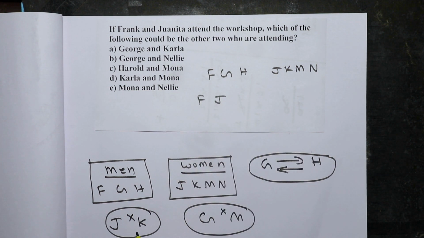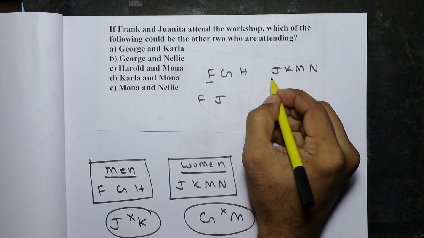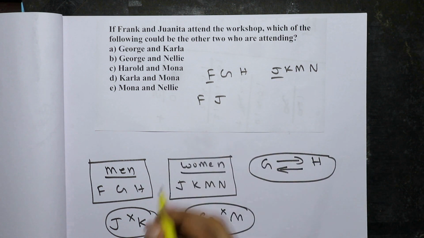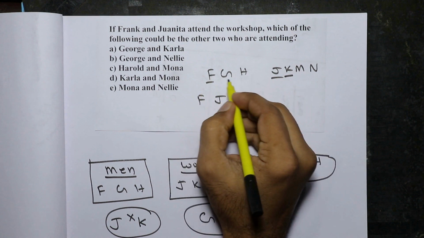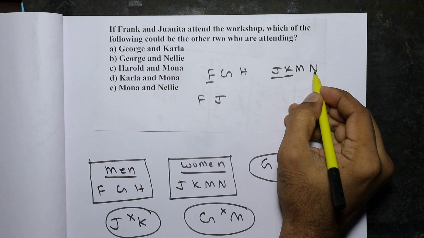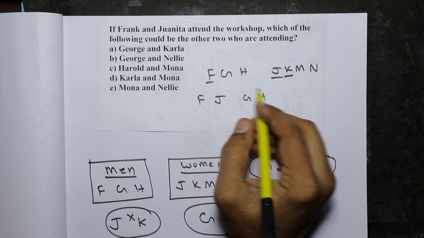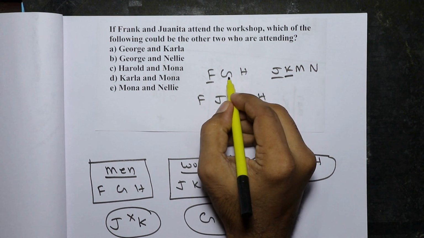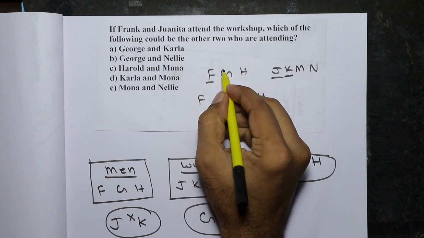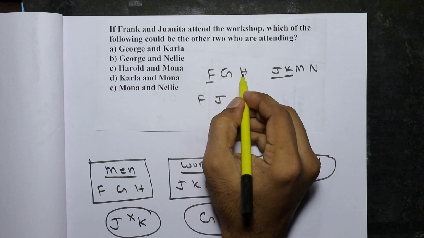Now one condition is that if J is there, then K cannot be selected. So F has already been selected, J has already been selected, so K cannot be selected. So remaining four people are there, G, H, M, N. Now one possible outcome is that both G and H are selected. That is, if G is there, then H should also be there. Similarly, if H is there, then G should also be there. So either both G and H can be selected or both G and H can be omitted.